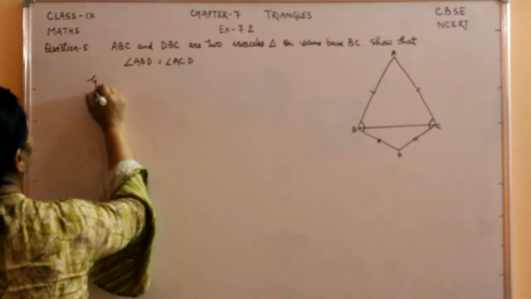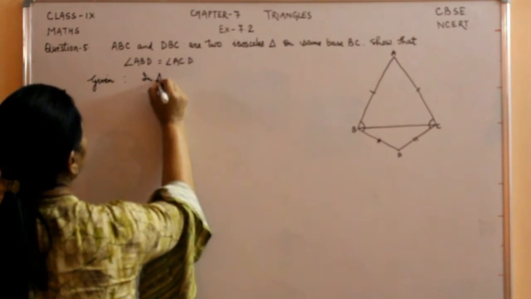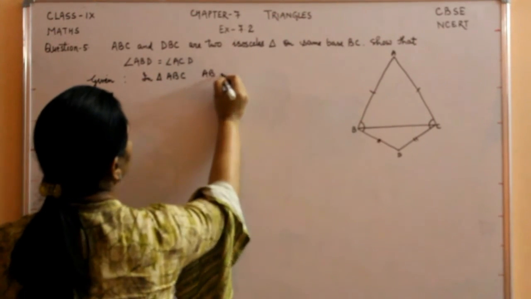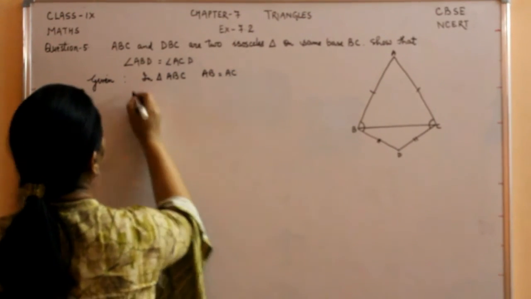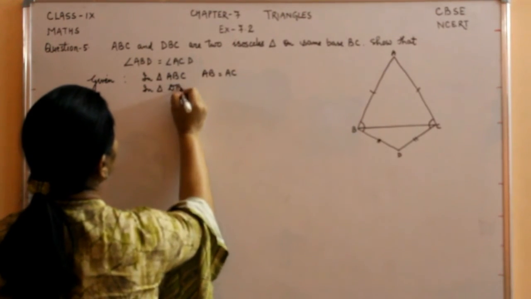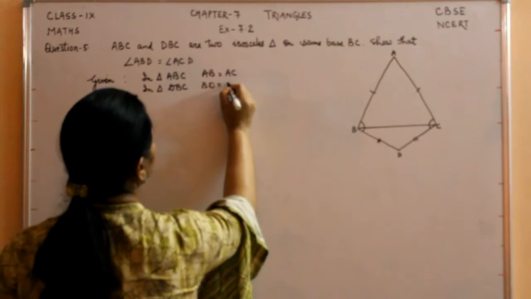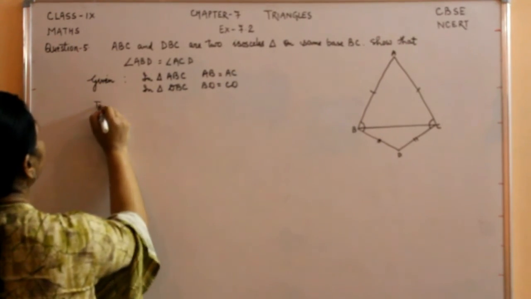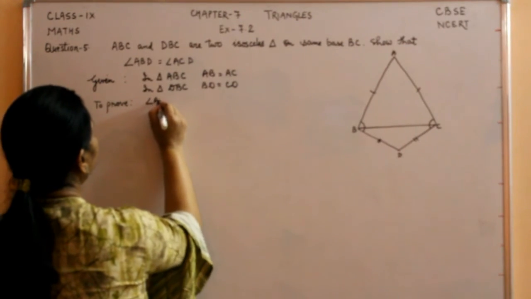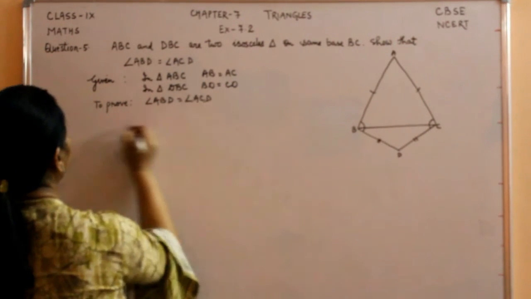Now what is given in triangle ABC? AB is equal to AC is given, and in triangle DBC, BD is equal to CD is given. What we have to prove? Angle ABD is equal to angle ACD. Now prove.